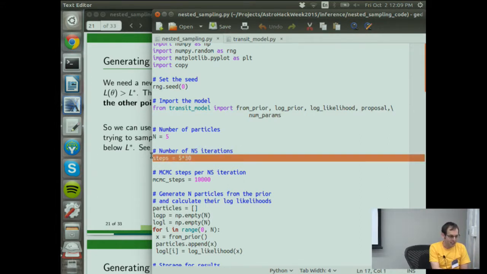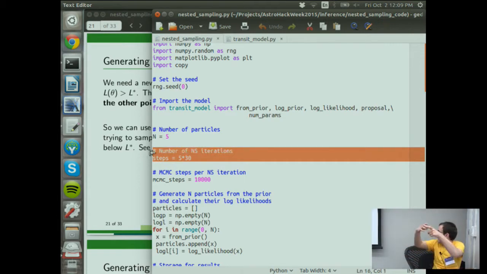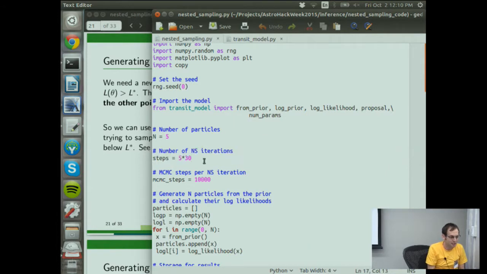The number of iterations you're going to do, so how many times you're going to do this loop of throwing out the worst particle and generating a new one. And that's very problem dependent. In some problems you'll need this to be very high, and in some problems you won't need that many. I'll talk a little bit about diagnostics of understanding how many you need.